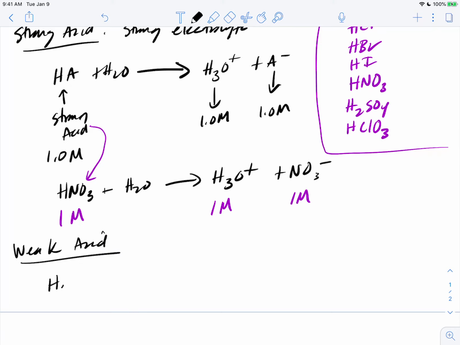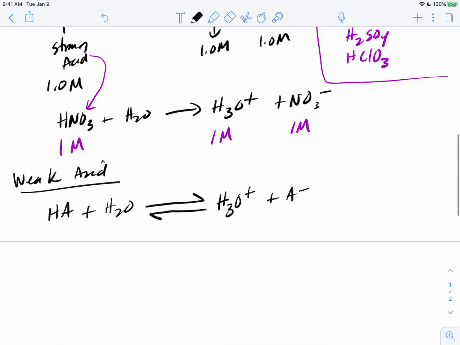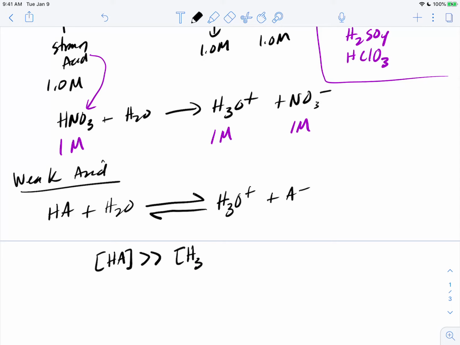So a weak acid, again, I'm just using generic HA. We're not going to differentiate between the two, but we can show you it's a weak acid by giving you this equilibrium arrow showing that we can have both the forward and the reverse reaction. Now we're still going to have the H3O plus and A minus. The difference is that if we look at the concentration of HA, it will be much greater than the concentration of either product, H3O plus or A minus.